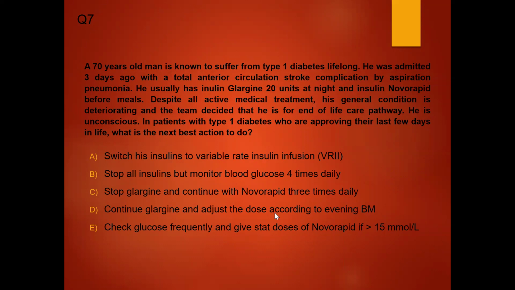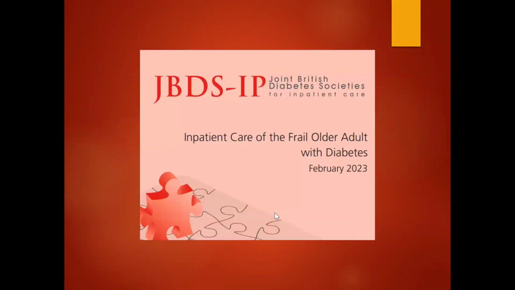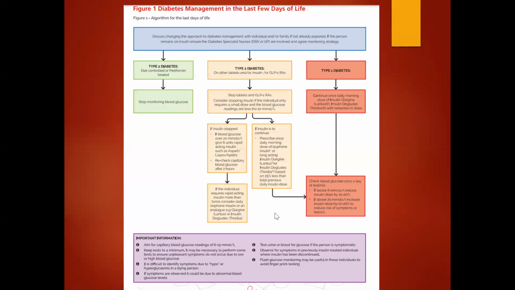So look at the question, answers, and this is the correct answer. Continue glargine and adjust the dose according to the evening blood glucose. So this is based on the February 2023 inpatient care of frail older adults with diabetes guidelines. So these were recently updated. Before there were end of life guidelines, but they have now been incorporated in these guidelines. So we should read up on these guidelines. Very, very important. Let's look at the important principles for this guideline.